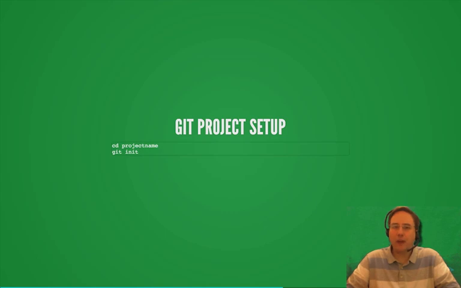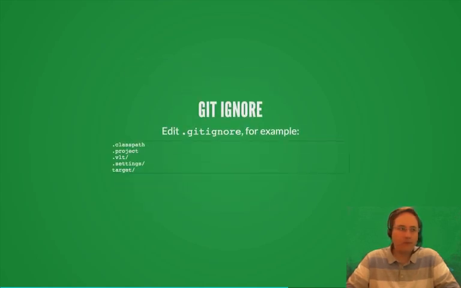So in order to place your project into Git, it's very simple. All you need to do is change into the project's directory and then type git init. And this will place your project under Git's control. The next thing you should do is to edit your .gitignore file, and this tells Git what files you don't want to place under version control.